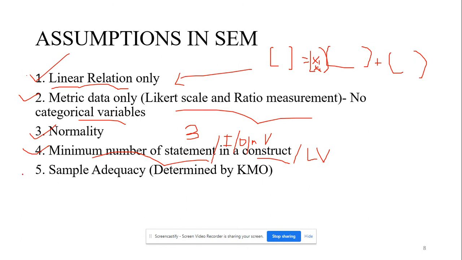Then of course they look at minimum sample size. Some people say minimum 150, some people say 200, 300. So how big a sample is adequate for your study is normally determined by the KMO calculation. This KMO can be easily calculated using SPSS.